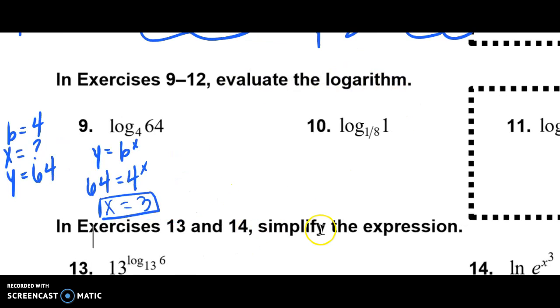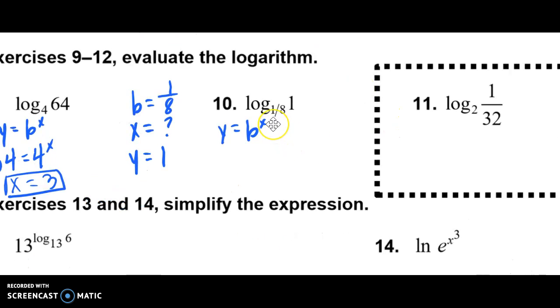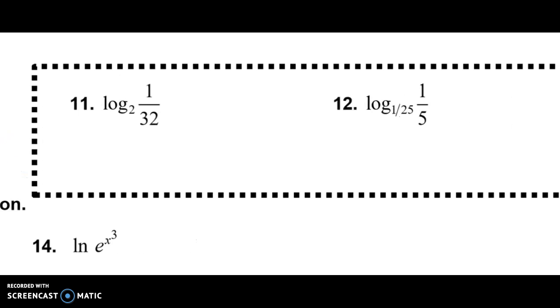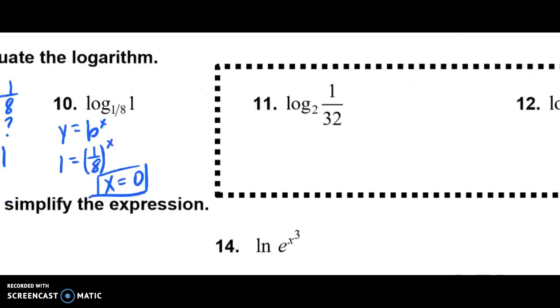Let's move on to number 10. Let's do the same thing. First, write what the variables are and rewrite the equation. Here, the base is 1/8. We don't know what x is, and y is 1. The only x that you can plug in to give you 1 at the end would be x equals 0, because you know anything to the 0 power gives you 1. And you can check it in your calculator if you want to. Now you try number 11 and 12.